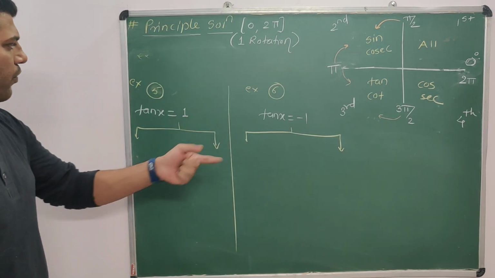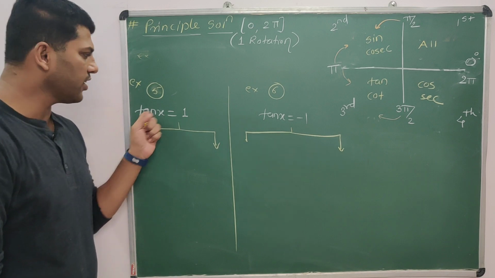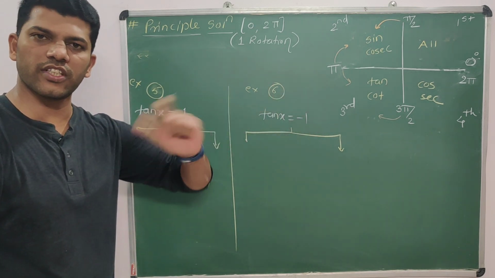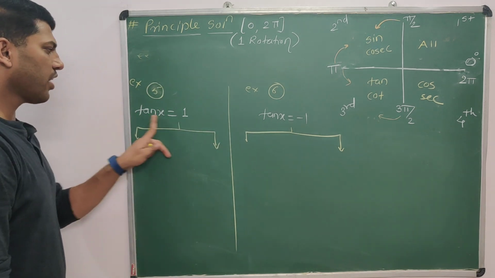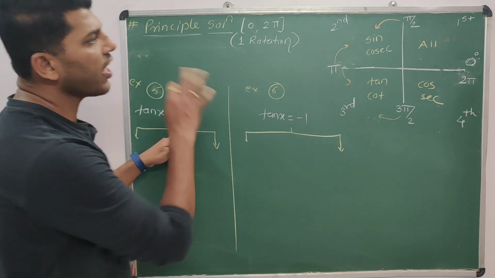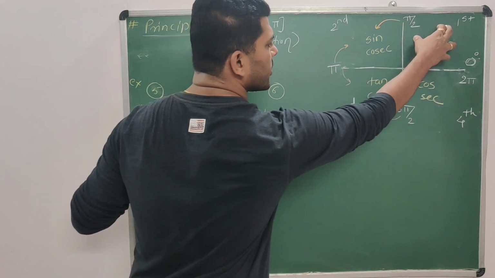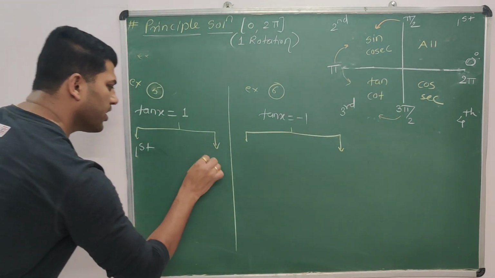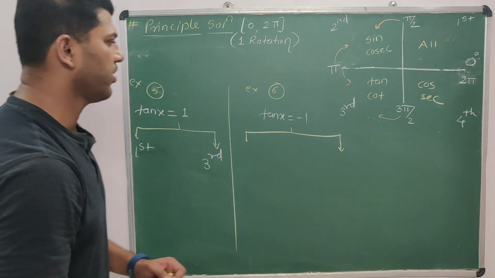So let's take a few more examples. Tan x is 1, which is positive, and tan x is minus 1, which is negative. So tan x is 1 means positive. Tan x is positive in the first and third quadrants, means the solution lies in the first and third quadrants, right?